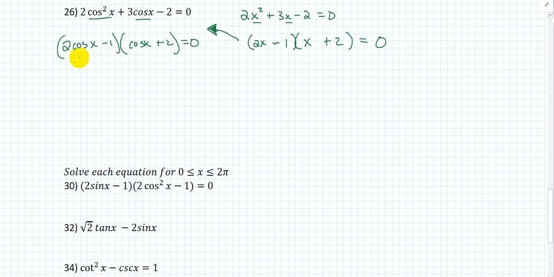So what this is really saying is either this is 0 or this is 0, or both. And so we're going to find out what happens when this is 0. Well, I'm going to add 1 and divide by 2. So cosine x equals 1/2.